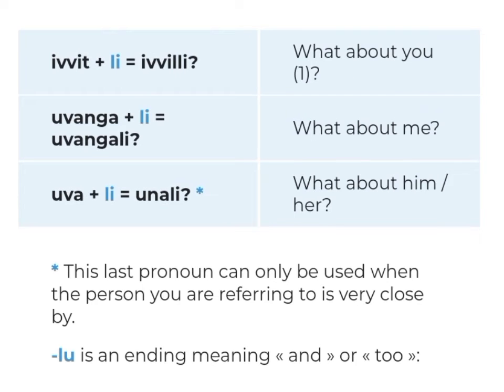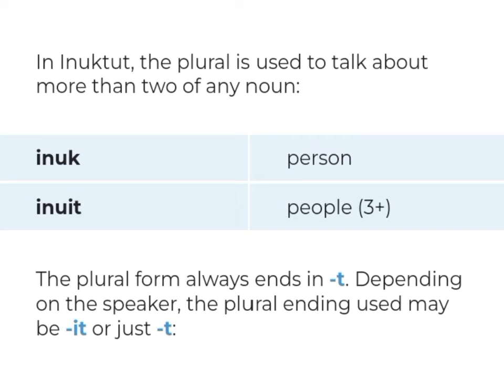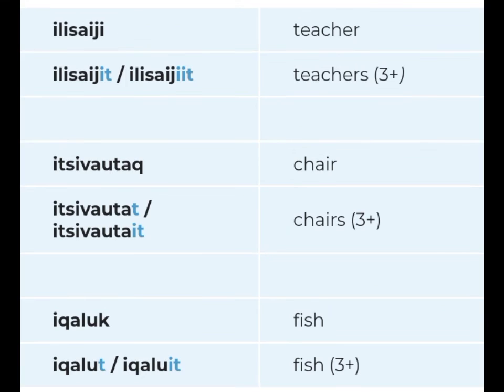Li is used in conversation when you want to change the person or object you are talking about. Lu is an ending meaning and or to. In Inuktitut, the plural is used to talk about more than 2 of any noun. The plural form always ends in t. Depending on the speaker, the plural ending used may be it or just t. Here are the given examples.